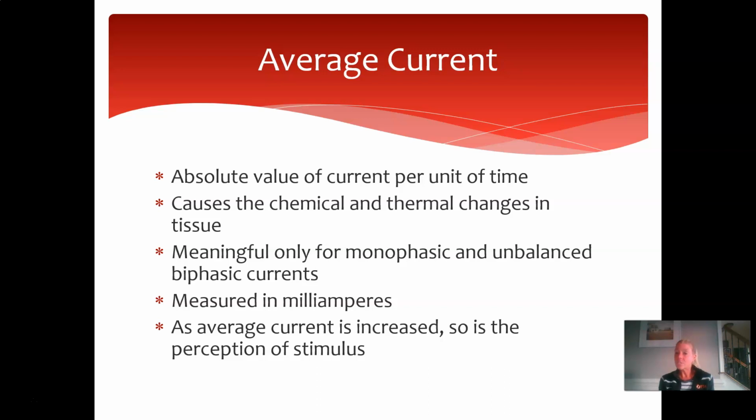So again, average current is current that's averaged over time. This should sound a little bit familiar. We talked about this with ultrasound. The intensity that we use for ultrasound is averaged over time. Same thing goes for monophasic and unbalanced biphasic currents. The intensity that we set on the machine is going to be an average over time, and the higher we turn up that intensity, the more E-stim the person is going to feel.